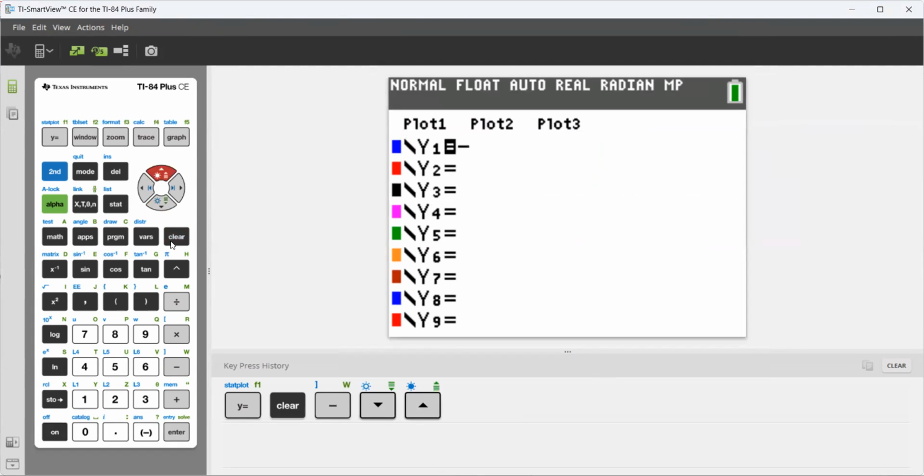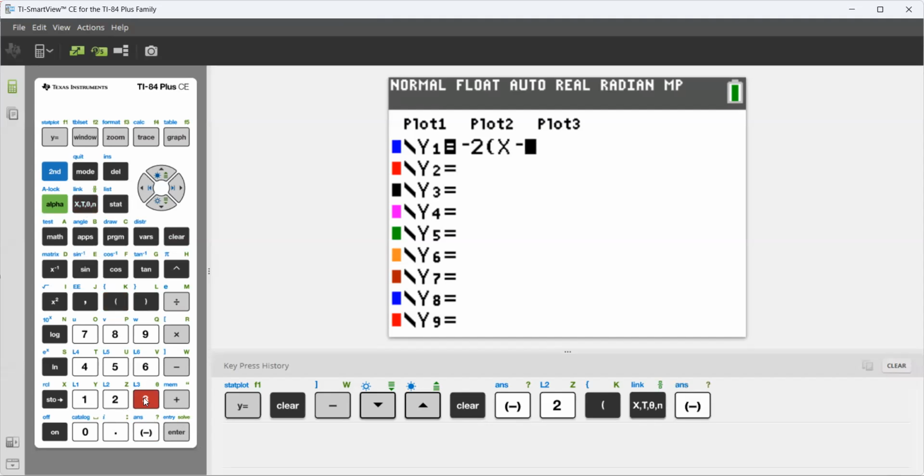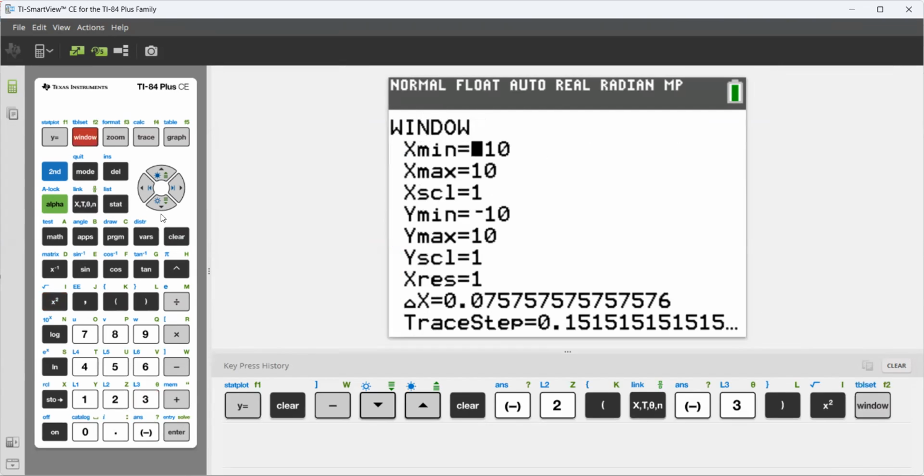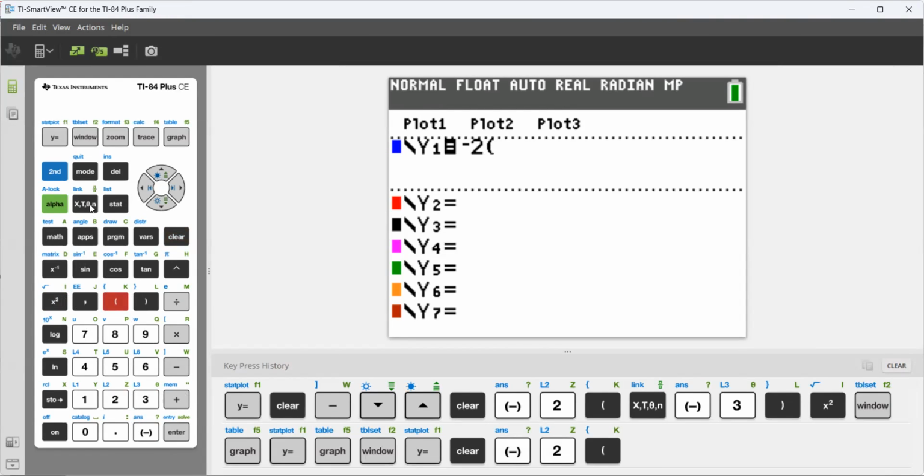So we had -2, and then in parentheses, x minus 3, all squared. And that's it, plus 0, but you don't have to add plus 0, right? Now let me go check my window. Okay, it's a standard window.